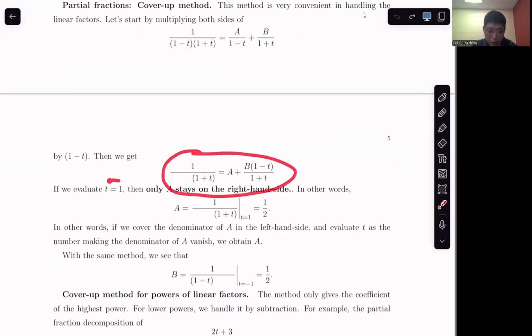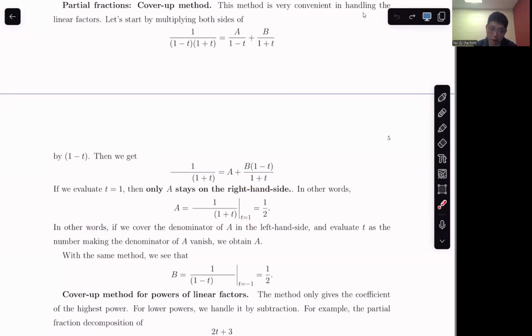And if we evaluate at t equals 1, then if you look at the right-hand side, this whole thing becomes 0. So only A stays on the right-hand side. In other words, by evaluating at t equals 1, you get A equals the left-hand side evaluated at t equals 1, and you can directly see that this is 1/2.